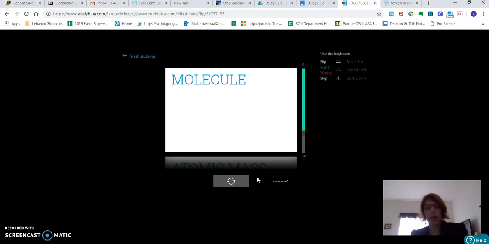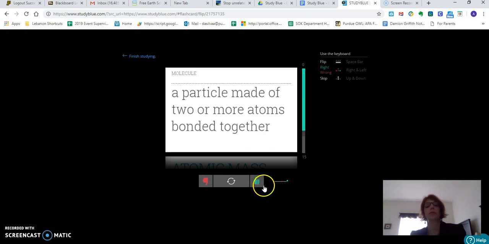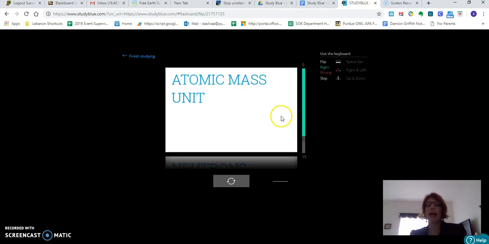A molecule is made of a couple of atoms, or maybe lots and lots of atoms, all bonded together. Atomic mass unit is what we measure atoms in. They're super, super, super tiny. An atomic mass unit is about how much matter there is in a proton or neutron.